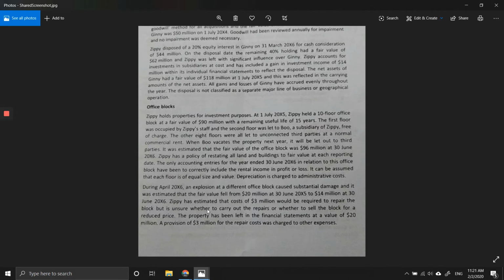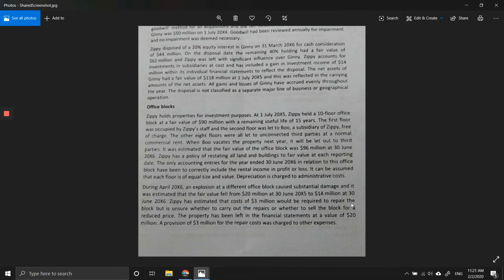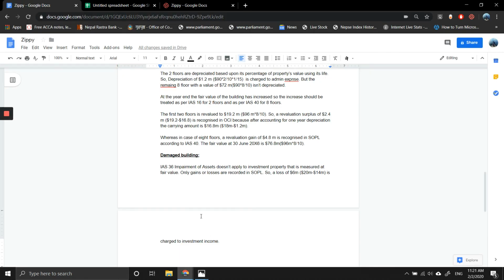So coming back to our substantial provision, IAS 37, right? So was charged to cost of sales, 33 million. So what's the position as per IAS 37, Provisions, Contingent Liabilities and Contingent Assets?